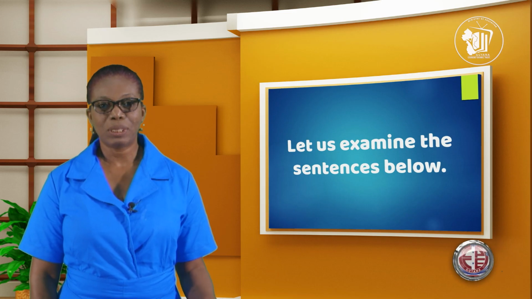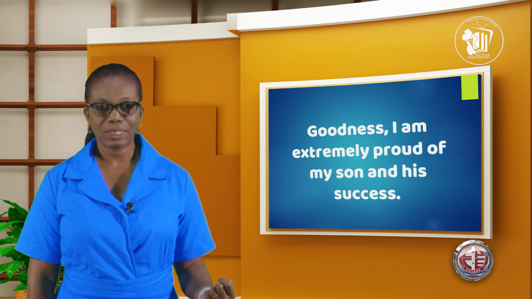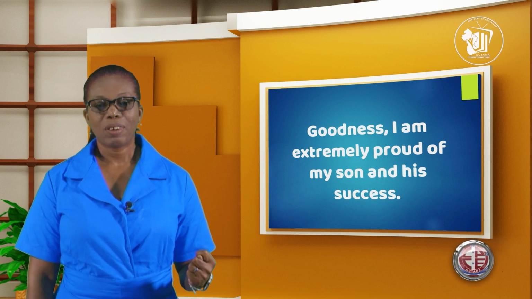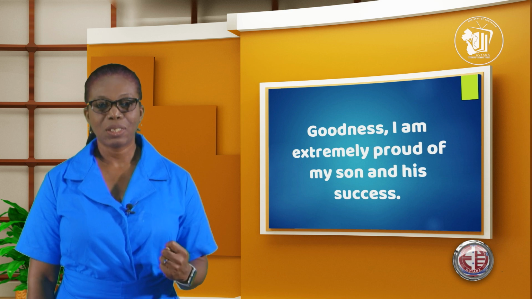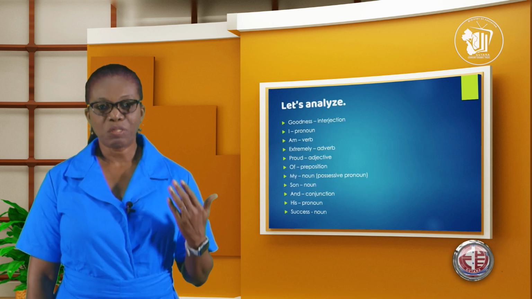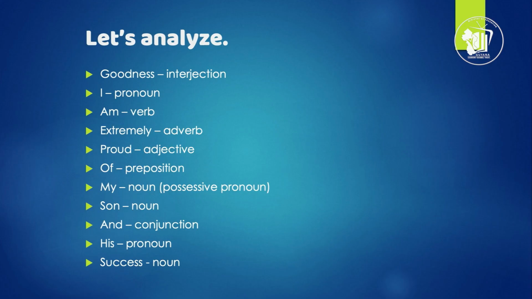Let's examine the sentence below. "Goodness, I am extremely proud of my son and his success." What are the functions of the words in the sentence? Let's analyze. So goodness functions as an interjection. I, its function is a pronoun. Am, its function is a verb. Extremely, adverb. Proud, adjective. Of, preposition.